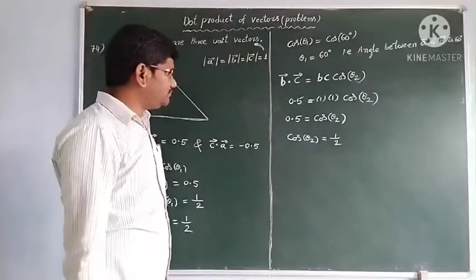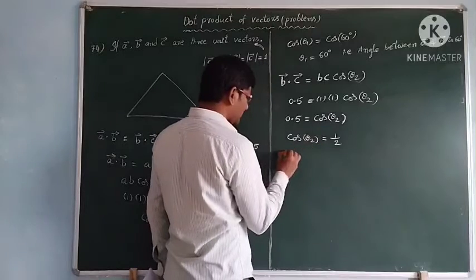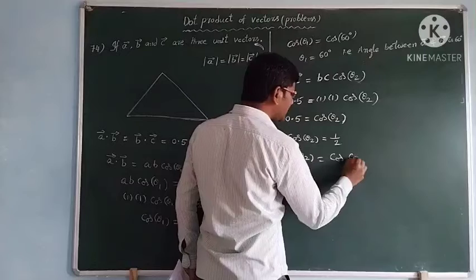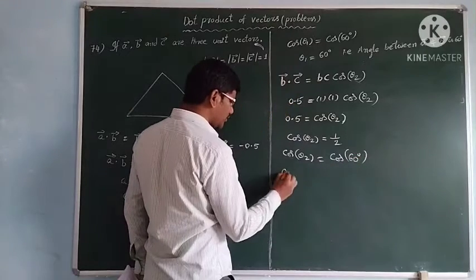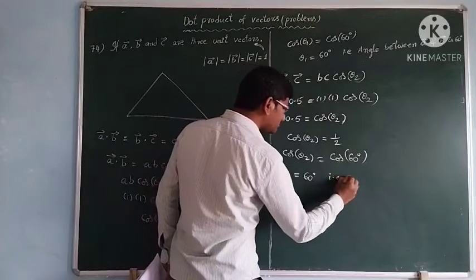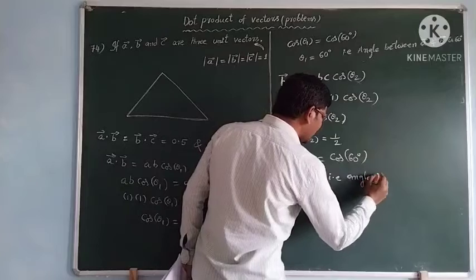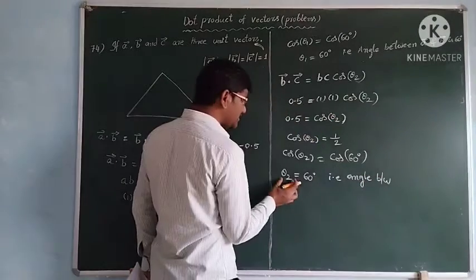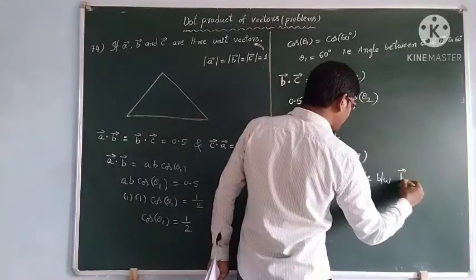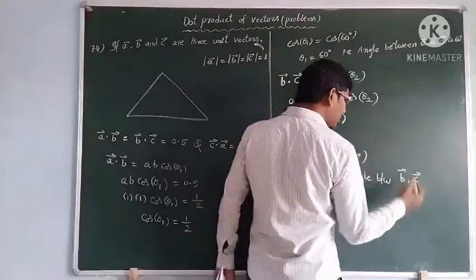Okay students. So cos theta 2 is equal to 1 by 2, and cos 60 degrees value is equal to 1 by 2. So theta 2 is equal to 60 degrees, that is the angle between b bar and c bar. So theta is 60 degrees, it is the angle between b bar, c bar.